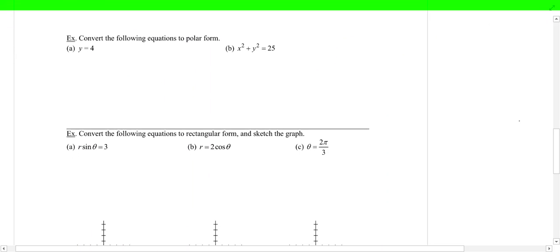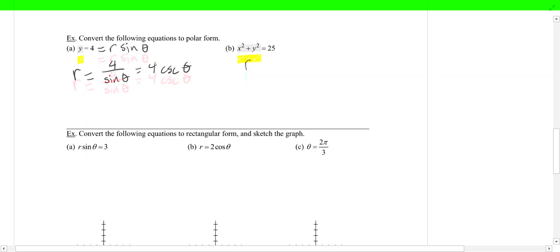Okay, now we also have to convert equations. Not just points, but equations. And the way you have to do this is you have to know what y is. You have to know what x squared plus y squared equals. Well, y, from SOHCAHTOA in that drawing we did, is r sine theta. So this equation, we tend to solve for r, is 4 over sine of theta, which equals 4 cosecant of theta. Either one of those is acceptable.